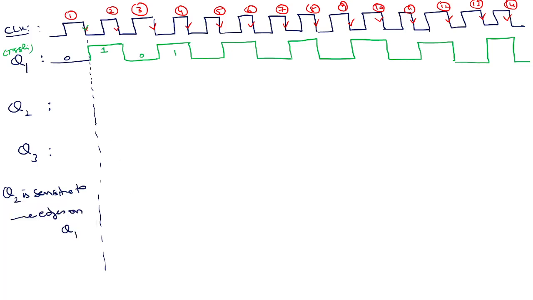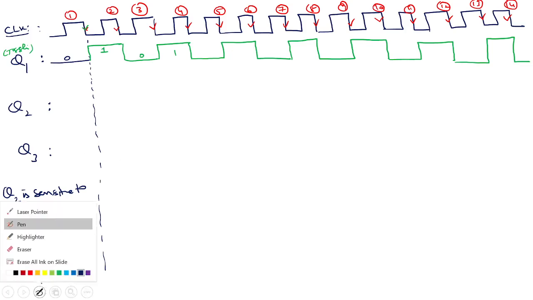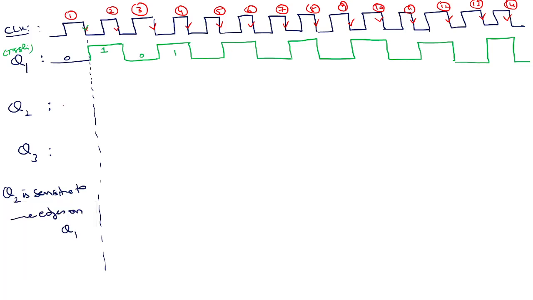Let me take another color. Till this point it is 0. Now Q2 is sensitive to negative edges, right? Find out where the negative edges are in Q1. Here is one negative edge, and another, and another. A negative edge is nothing but a 1 to 0 transition, right? Wherever 1 to 0 is happening, that's a negative edge. Q2 is sensitive to negative edges, so let me mark up wherever they are.